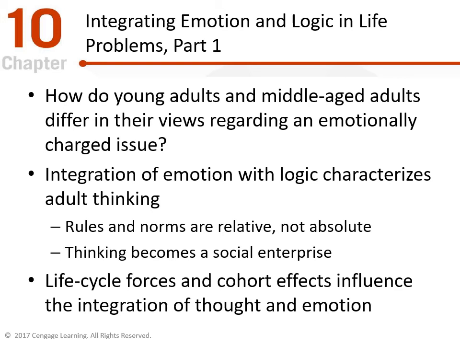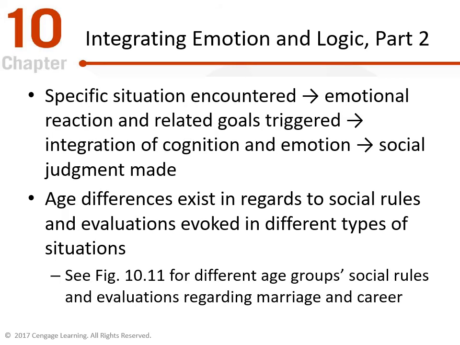And life cycle forces and cohort effects influence the integration of thought and emotion, right? So that's that example. Remember that with life cycle, timing is everything. If you're looking at that unethical work activity, you're going to look at it differently if you're 20 as opposed to 40. So remember, the specific situation encountered results in an emotional reaction and related goals triggered, then an integration of cognition and emotion, and then a social judgment is made.